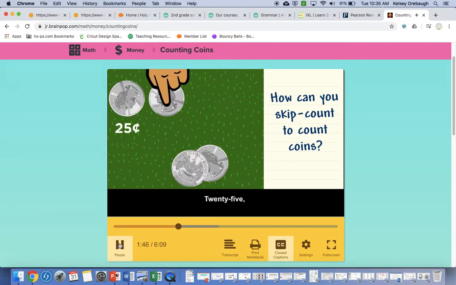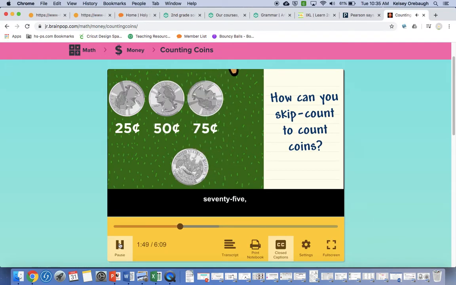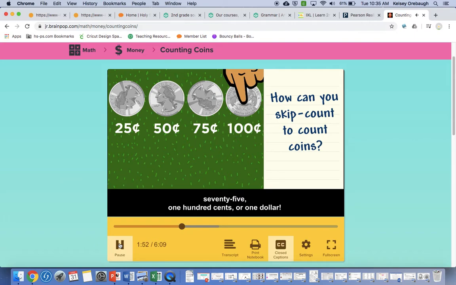25, 50, 75, 100 cents or $1. Try that again. 25, 50, 75, 100. 100 is $1. So if something at the snack bar costs $1 and you have quarters, how many will you need? 4 quarters. 4 quarters is $1. Let's skip count again. 25, 50, 75, 100. That is how you skip count by quarters to get to $1.